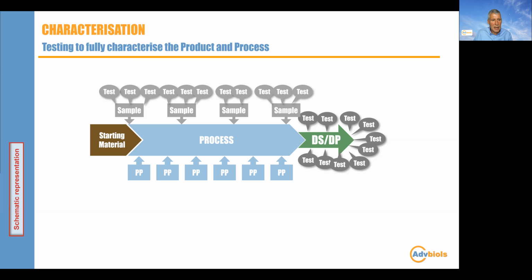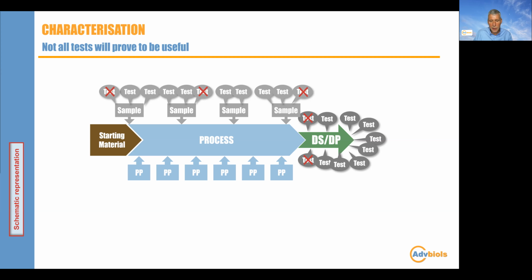So in a very schematic way, you've got your starting materials, various raw materials going in, you've got a process, you've got your drug substance and/or drug product, and then you're going to characterize the process and the product extensively with lots of different tests that fully characterize it, or characterize it sufficiently based on your knowledge.